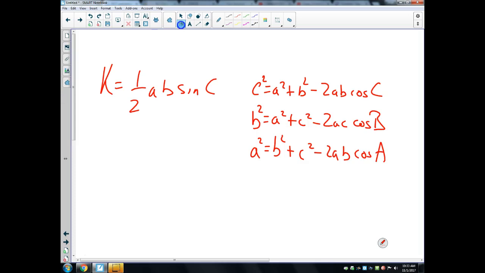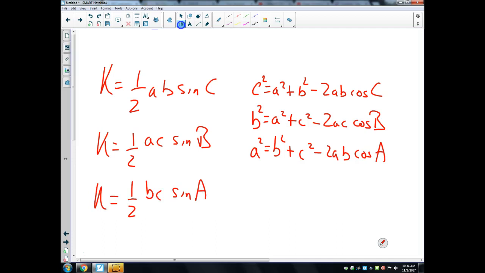Okay, we can do the same thing with the K formula. By the way, K only works with side angle side. A and B are two sides and the included angle C is in between, right? So what if you don't have that? Well, what if you have, let's say, AC sine B? Or what if you have BC and the included angle A? So you can permute this area formula three different ways, and this law of cosines three different ways.